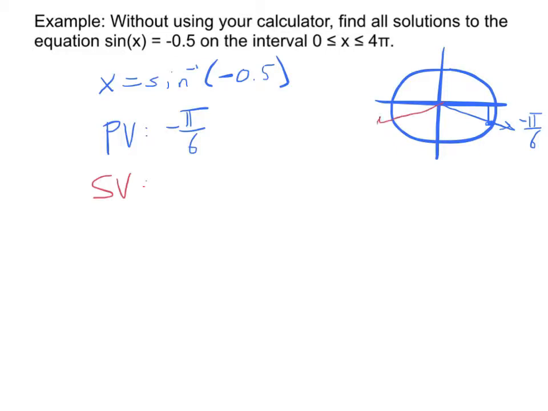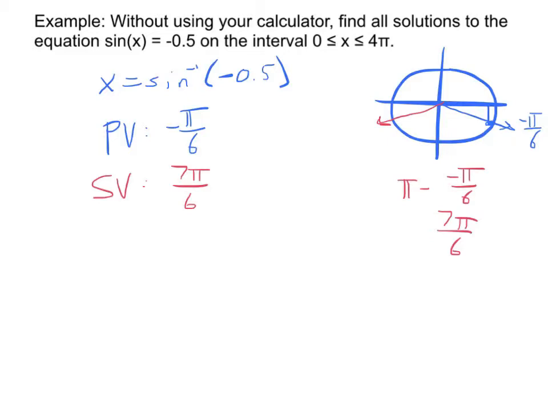One of them is to see it here. The other is to simply do pi minus negative pi over 6. That gives me 7 pi over 6. So I have 7 pi over 6 for that one. Okay. After that, I'm supposed to go through and add multiples of 2 pi to these things.